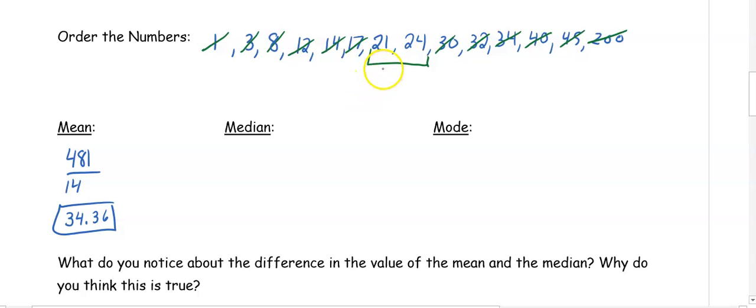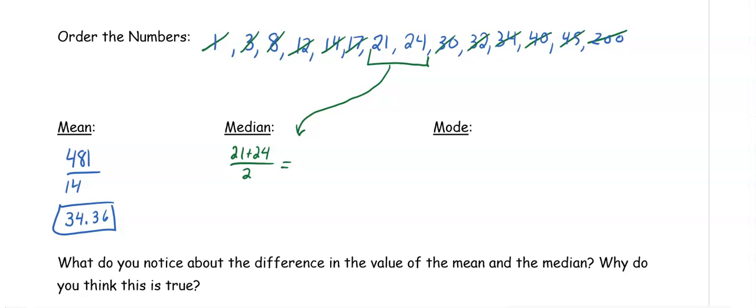So what we have to do then is add those 2 numbers together and divide by 2 to find the middle number. So 21 plus 24 is 45, divided by 2 gets us 22.5.